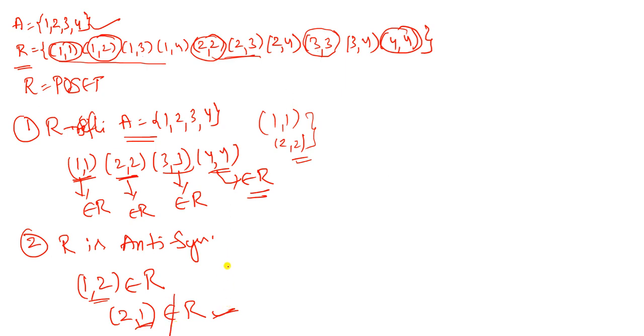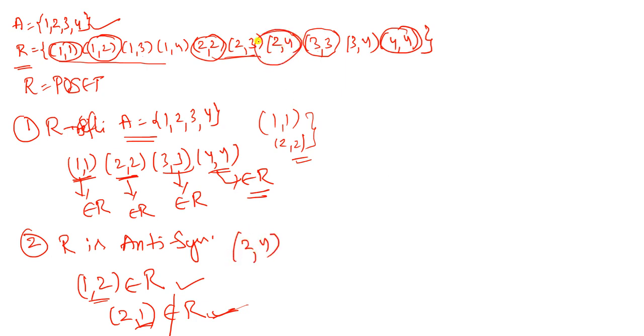So is that condition satisfied or not? If xy belongs to R, then yx should not belong to R. Then we can say that R is antisymmetric. So here 1 comma 2 belongs to R, and 2 comma 1 does not belong to R. So R is antisymmetric.